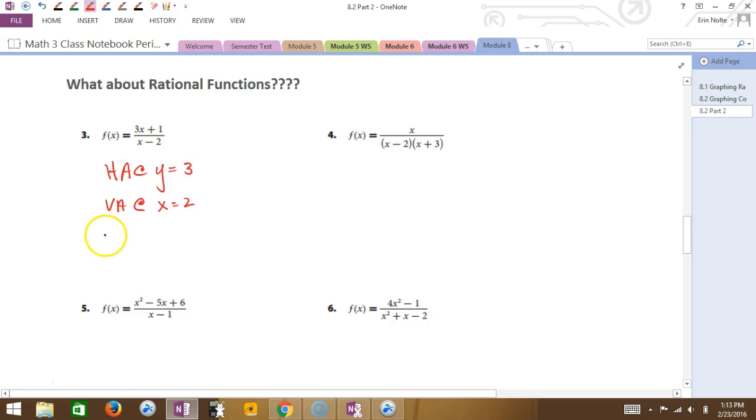I can find my x-intercept real quick here. What am I looking at to find my x-intercept? Just the top. So what value makes the top 0? If I set that equal to 0, I could minus 1 and divide by 3. Good. Negative 1/3. Can I find my y-intercept? How do you find the y-intercept? Plug 0 into the x. Negative 1/2. Good.